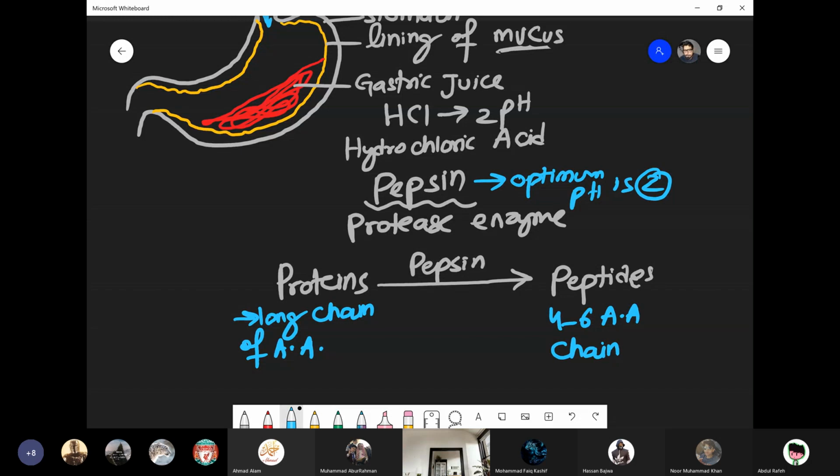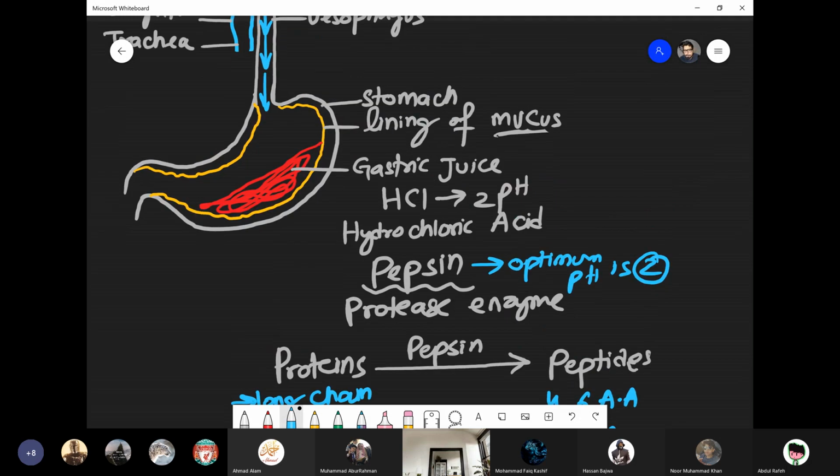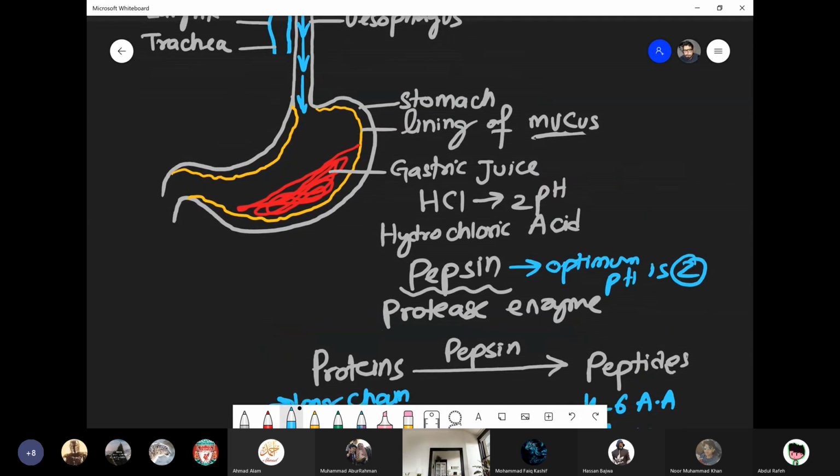So, boys, as in the stomach there is so much highly concentrated acid, why is our stomach lining not burning? That is because of mucus, because the mucus lining protects the stomach wall. Mucus lining protects the stomach wall. Understood, everyone?